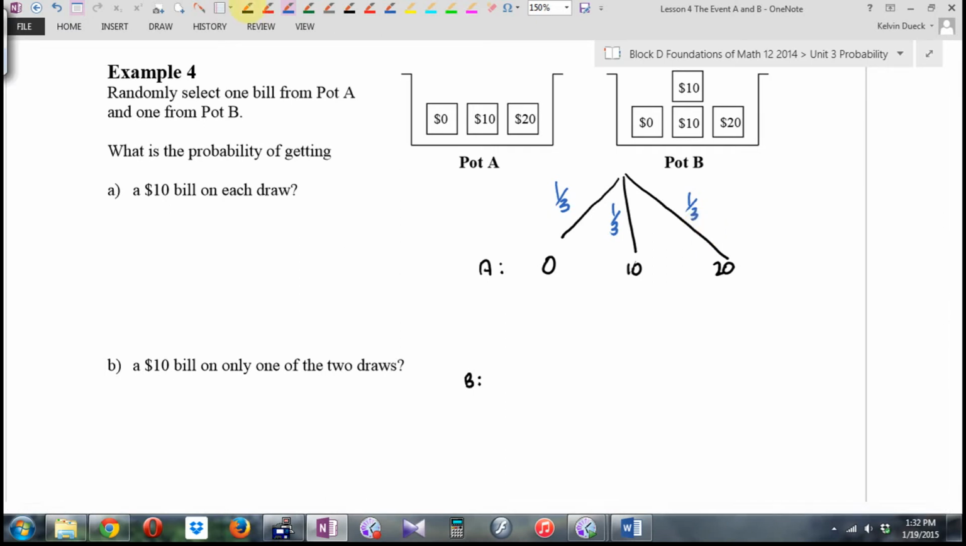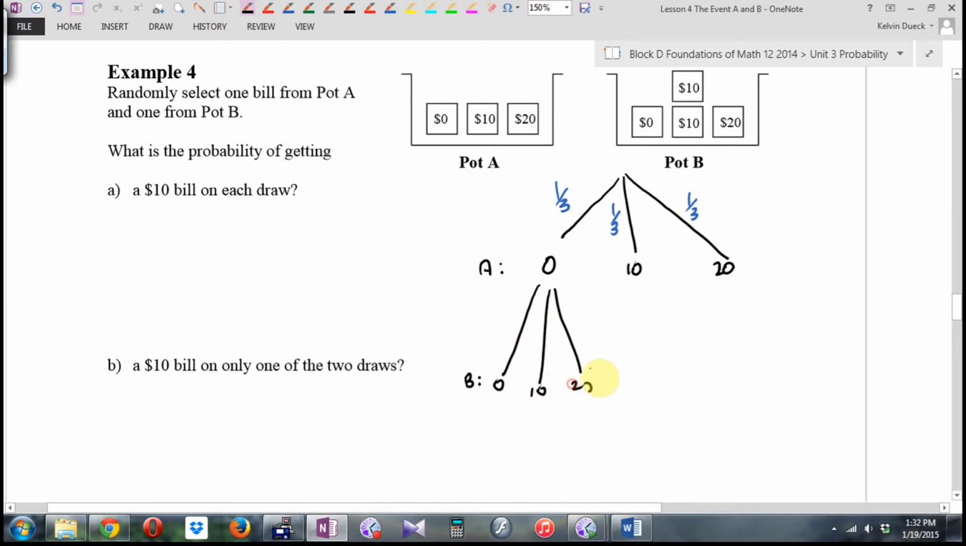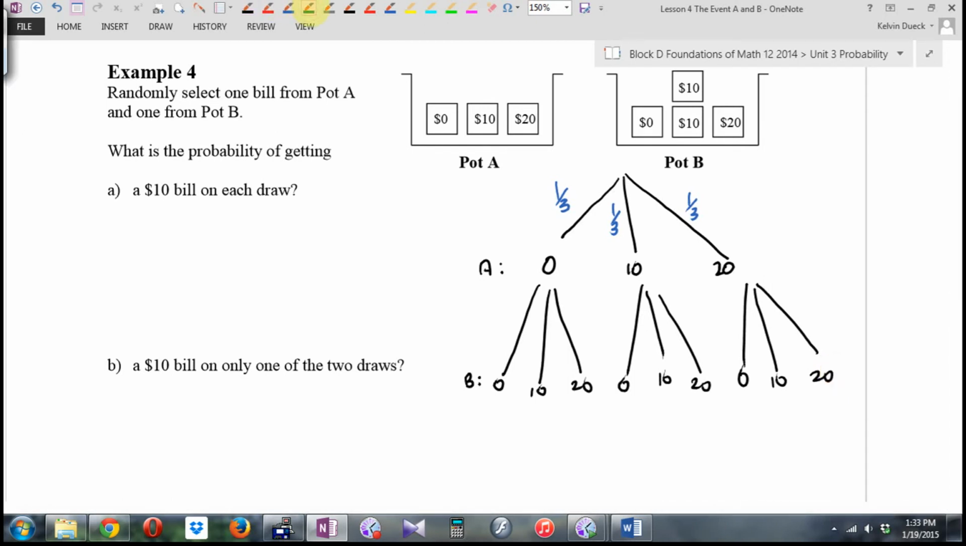Okay. Then I can have 0, 10, 20, 0, 10, 20, 0, 10, 20 in pot B. What are the probability of getting a 0 from pot B? 1 out of 4. What about a 10? 2 out of 4. What about a 20? 1 out of 4. Now, down the middle branch, I got a 10 from pot A.